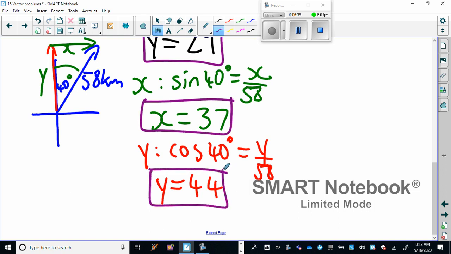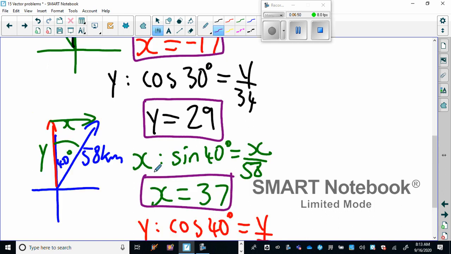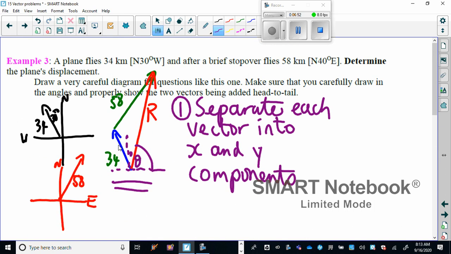So I've done step one, separated it into components. Step two is to add those components, add the x's and add the y's. And just to go back to your original diagram, let's look at this one here and see how adding the x's and the y's actually makes the resultant.